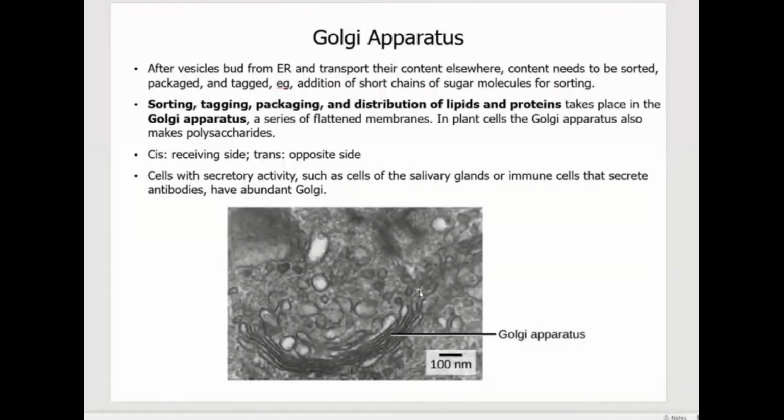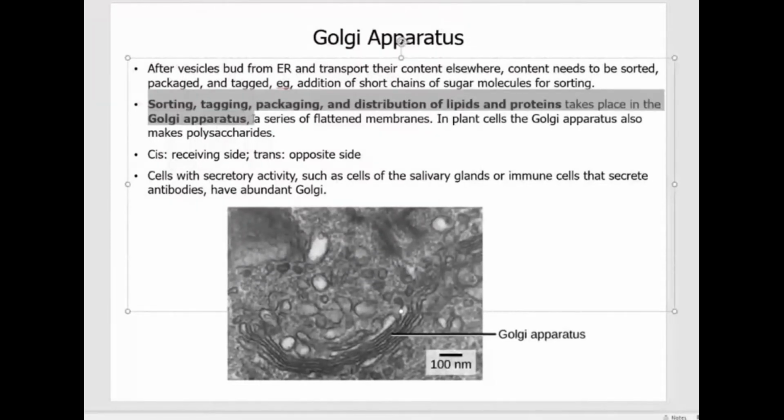And then we talk about the cis end and trans end in cells with a lot of secretory activities. So for example, the cells in your salivary glands, which secrete a lot of saliva, or immune cells that need to produce and secrete antibodies, have abundant Golgi apparatus inside the cell. You can imagine, because you have to do all those things before you secrete the enzymes in your saliva or the antibodies, they usually have a high abundance of Golgi apparatus.